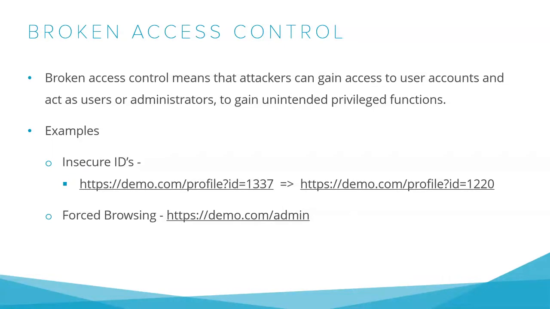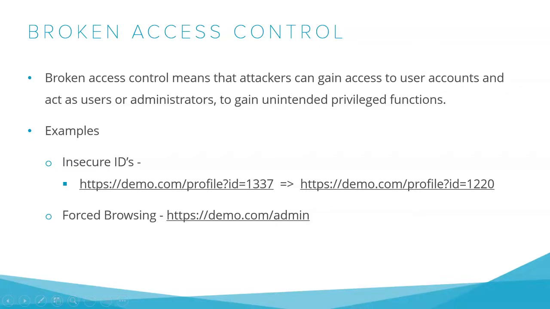The first security risk on the OWASP top 10 list is broken access control. Broken access control means that the attackers can gain access to user accounts and act as users or administrators to gain unintended privileged functions. If authentication and access restriction are not properly implemented, then it's easy for the attackers to access unauthorized information such as sensitive files or user privilege settings. A user can perform unauthorized actions without correct permissions, or he can misconfigure CORS or even manipulate a JWT token.